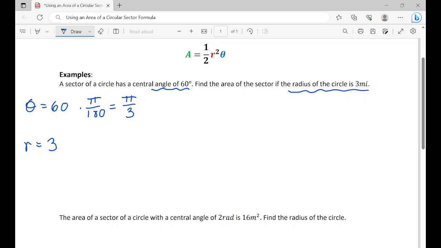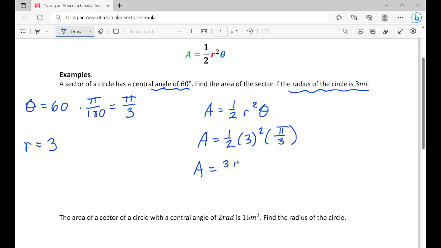And now we have what we need to find the area. So A equals 1/2 r squared theta. Area equals 1/2 times 3 squared times pi over 3. And we work all this out, we're going to get an area that is equal to 3 pi over 2 miles squared.